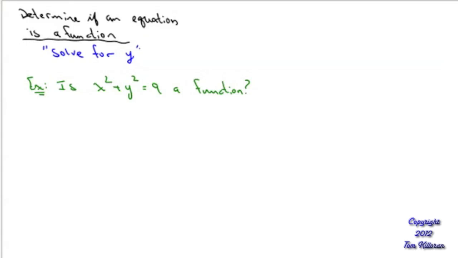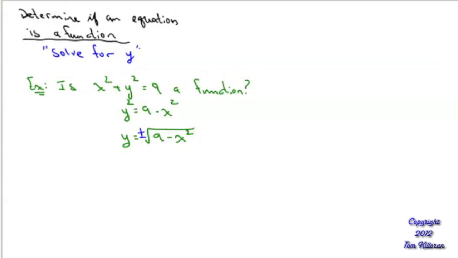So how do you solve for y? Subtract x squared, and you get y squared is equal to 9 minus x squared. Then square root both sides, and you get y is equal to the square root of 9 minus x squared. And then you say it is a function. And then I say you forgot something. Plus or minus? Plus or minus. That's right.